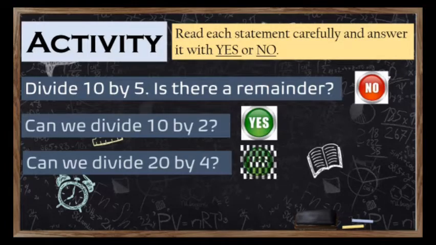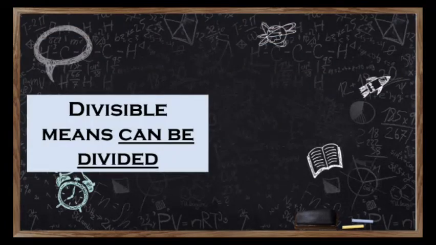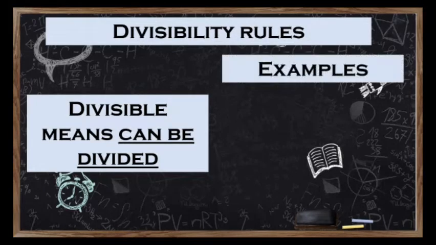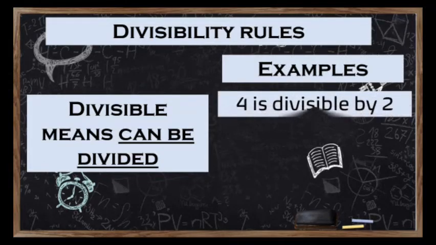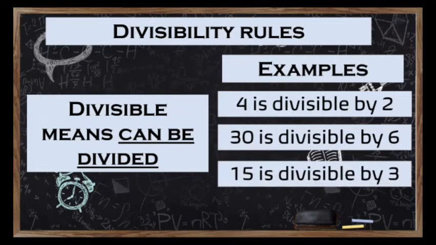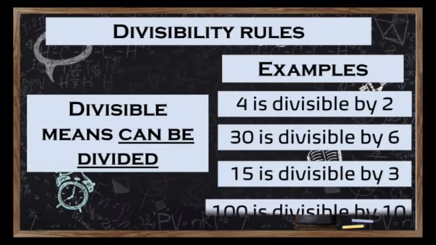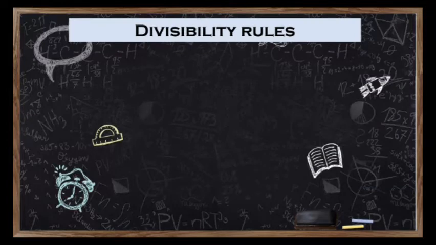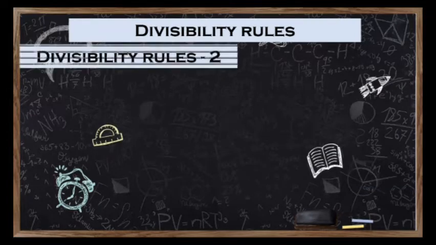The answer is yes. When we say divisible, it means it can be divided. Example, 4 is divisible by 2. 30 is divisible by 6. 15 is divisible by 3. 100 is divisible by 10. So we have here the divisibility rules.